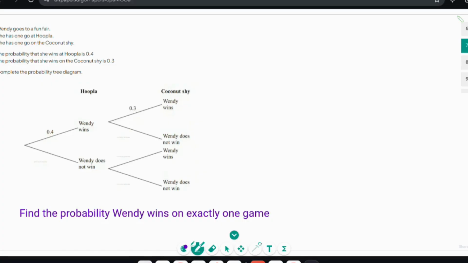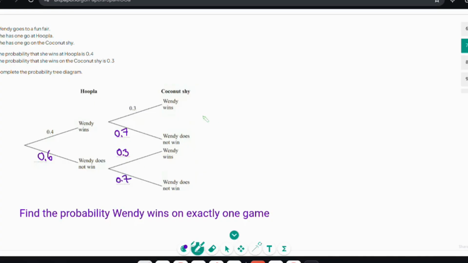Okay, so we've got Wendy goes to a fun fair. She has one go at Hoopla, one go at the Coconut Shy. Probability she wins is 0.4 for the Hoopla. Coconut Shy is 0.3. Complete the tree diagram. Will each branch add up to 1? If the probability she wins is 0.4, you minus that off of 1 to get 0.6 here for the probability she does not win. Same here, got to be 0.7, and this would be 0.3 and 0.7.